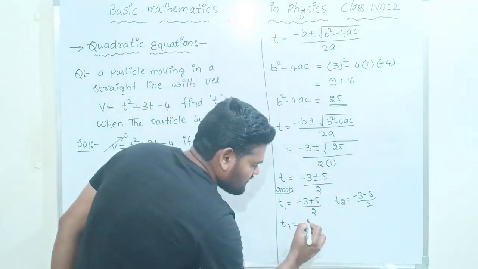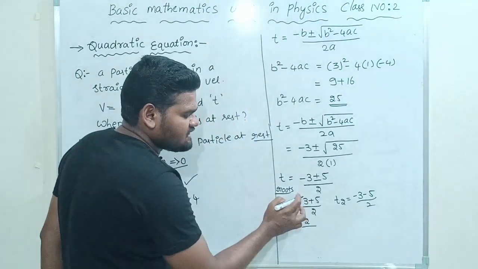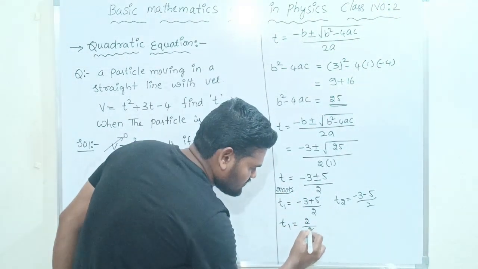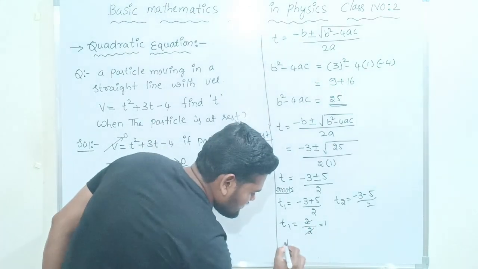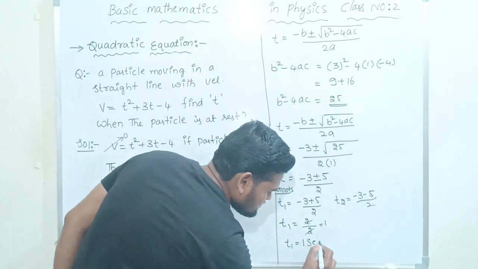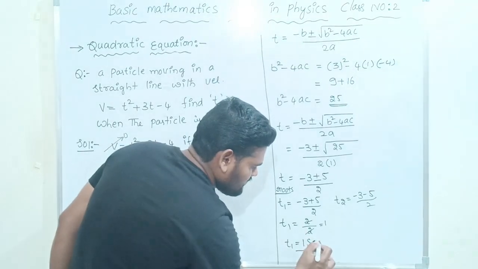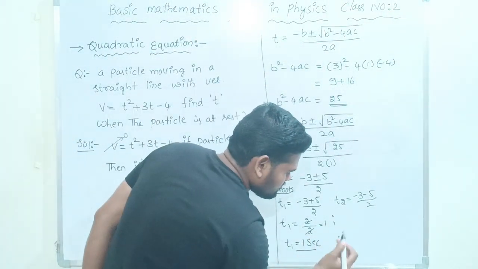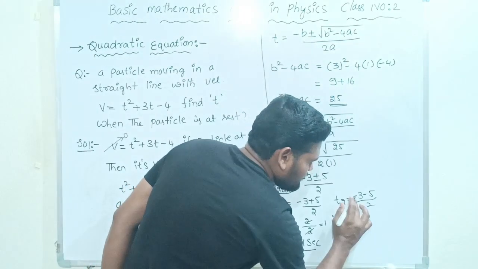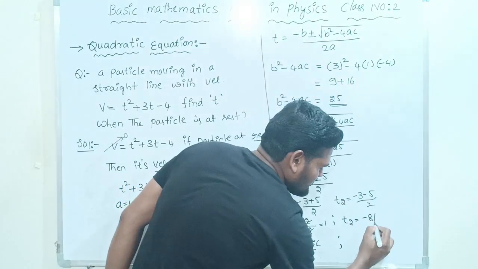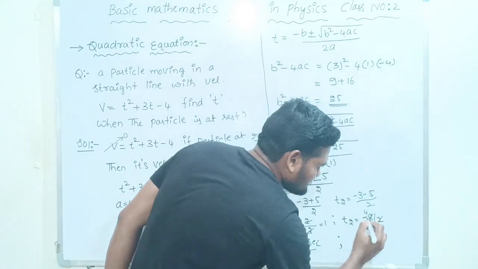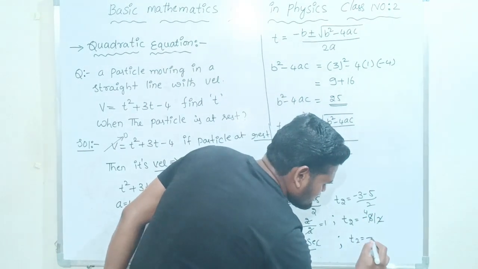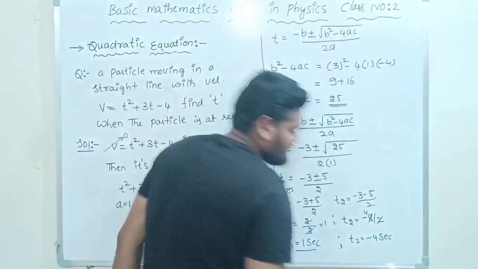So t1 is equal to minus 3 plus 5, which is nothing but 2, divided by 2. The 2s get cancelled out. We will get t1 is equal to 1 second. Here t2 is equal to minus 3 minus 5, minus 8 by 2. 2 fours are 8. So t2 is equal to minus 4 seconds.